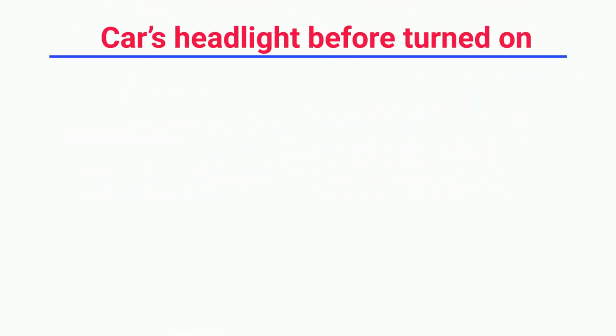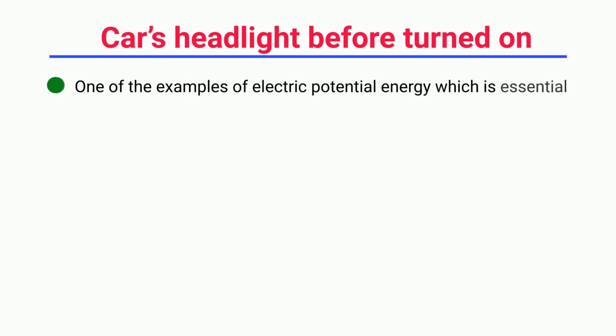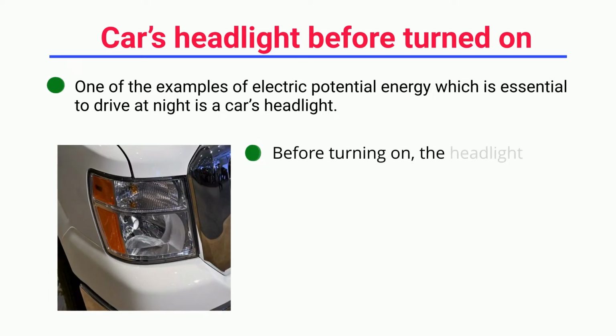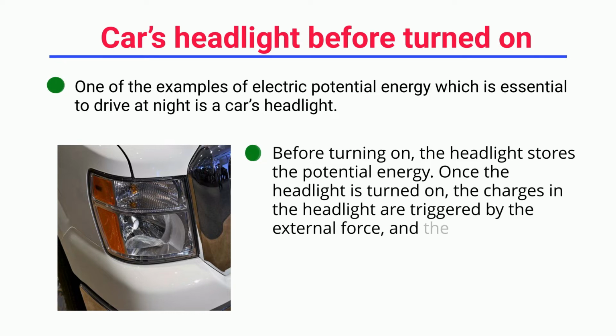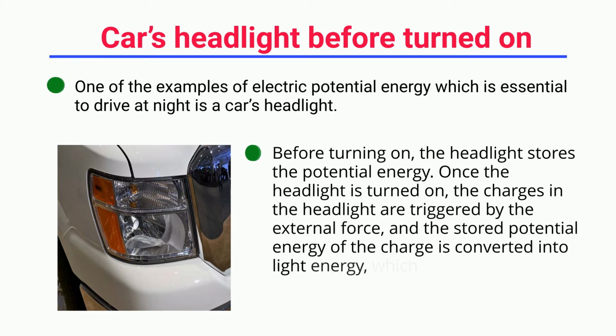Car's headlight before it is turned on. One of the examples of electric potential energy which is essential to drive at night is a car's headlight. Before turning on, the headlight stores potential energy. Once the headlight is turned on, the charges in the headlight are triggered by the external force, and the stored potential energy of the charge is converted into light energy, which makes the headlight turn on.